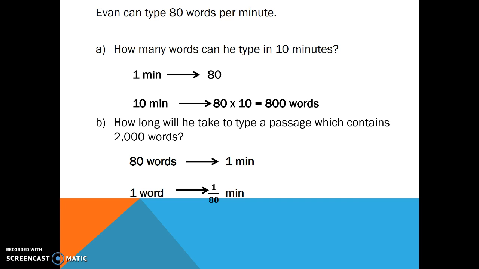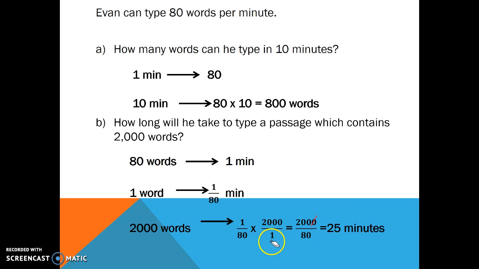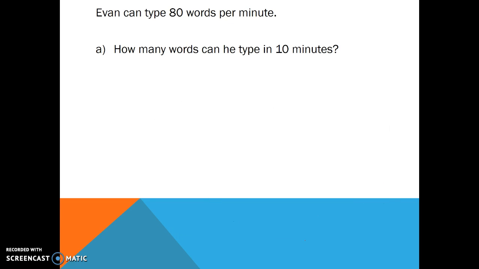We would leave that as a fraction just like it is, because you know in just about a second I'm going to multiply that times 2,000. So when I do that, I multiply both sides by 2,000. I get 2,000 words equals 1 over 80 times 2,000 over 1, which equals 2,000 over 80. And if we divide that fraction by 10, we get 200 over 8, which is 25 minutes.